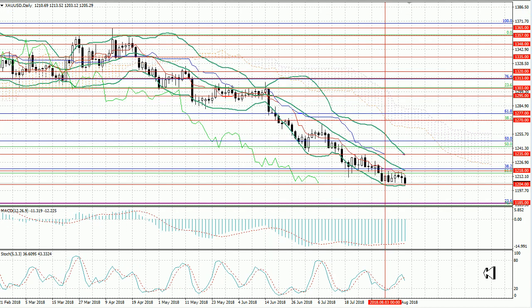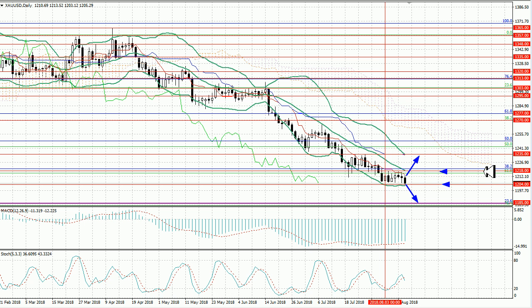The gold price was between the levels of 1218.0 and 1204.0 last week and is now testing the lower limit of the range. With its breakdown, it is likely that the decline will continue to the level of 1185.0, which coincides with the Fibonacci correction of 23.6%. However, the breakout of the level of 1218.0 may lead to an increase to the level of 1235.0.